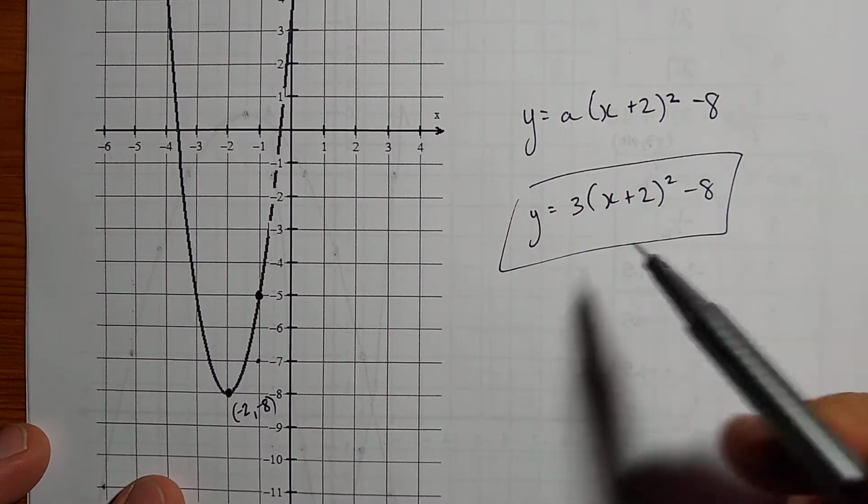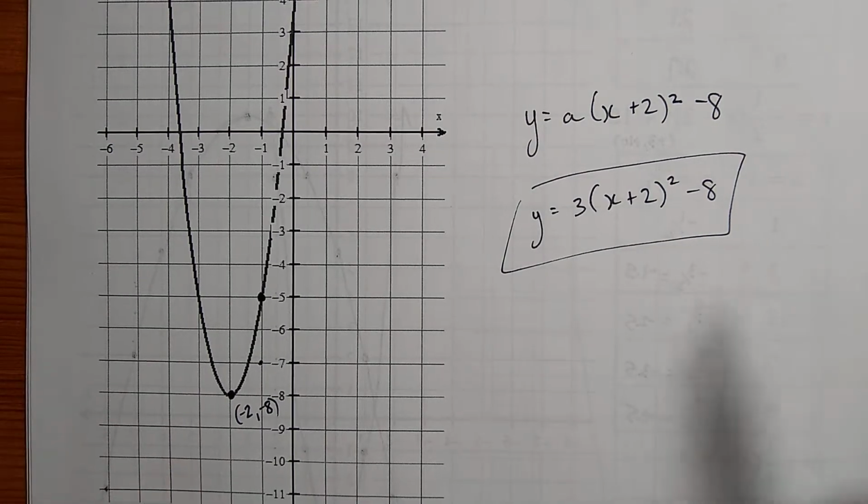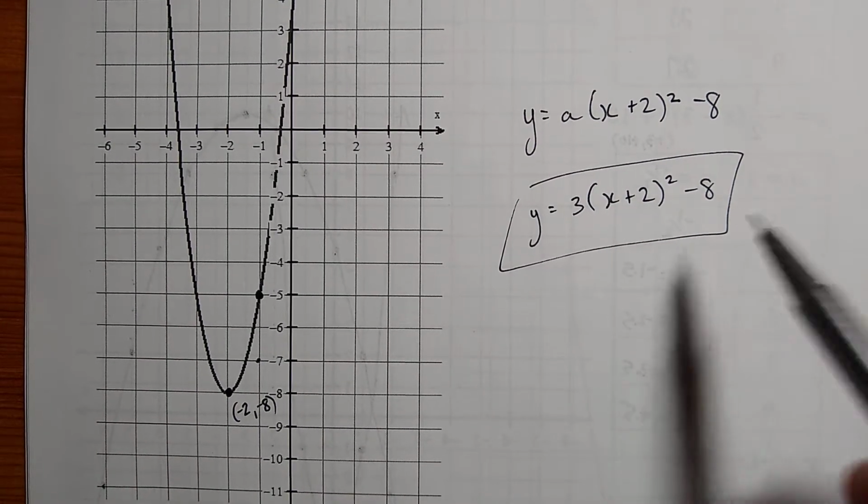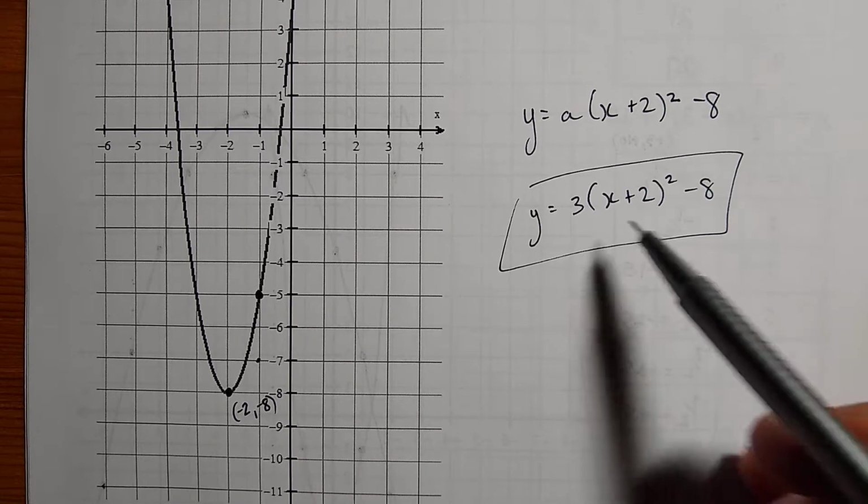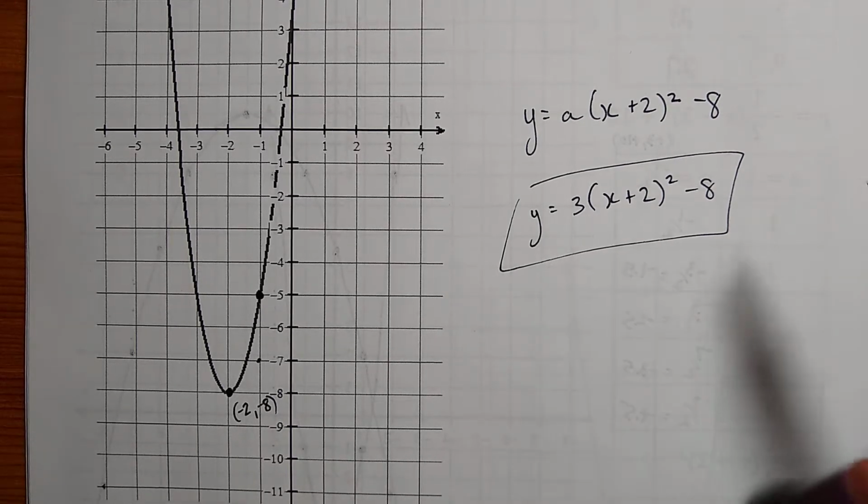So that's a short example of how you can use the graph to find out what a is, and therefore get an equation in vertex form. Notice this one opens up, so this is a positive 3.